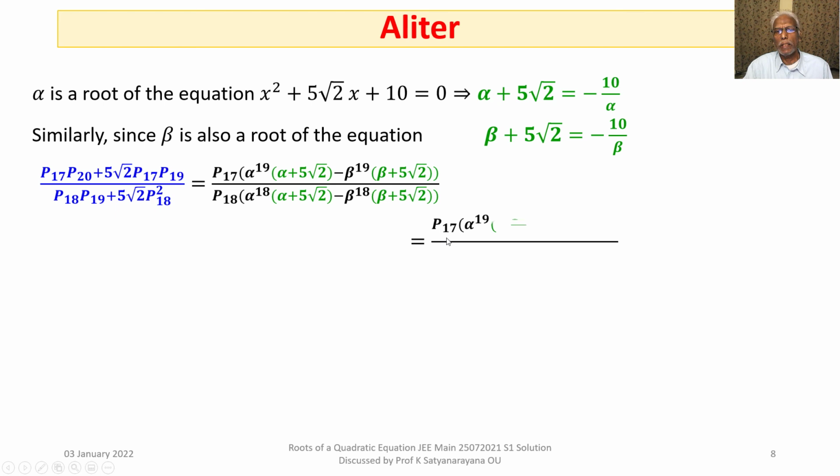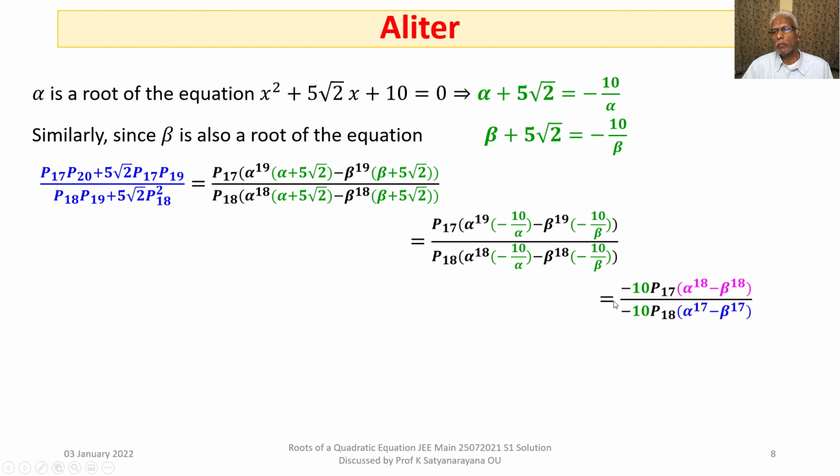Substitute in this. You will get P17 into alpha power 19 into minus 10 by alpha minus beta power 19 into minus 10 by beta, and in the denominator P18 bracket inside alpha power 18 into minus 10 by alpha minus beta power 18 into minus 10 by beta. So we take out minus 10 common, minus 10 in the denominator, minus 10 in the numerator. Alpha power 19 by alpha is alpha power 18, beta power 19 by beta is beta power 18, and so also in the denominator.